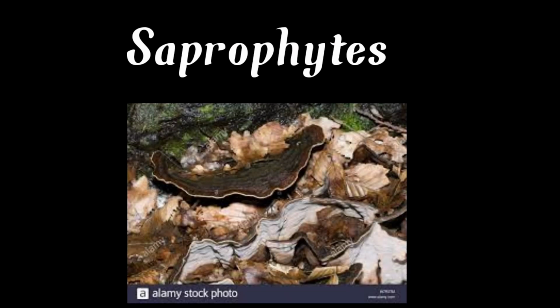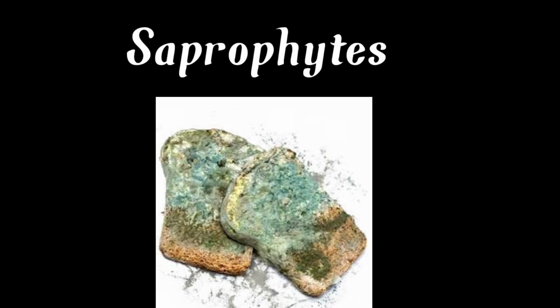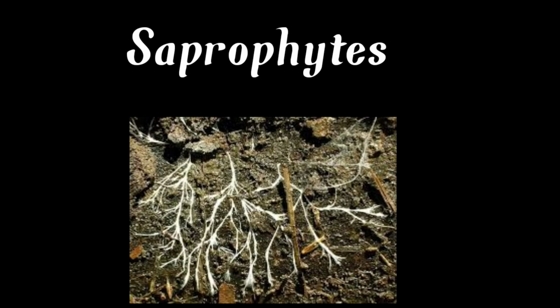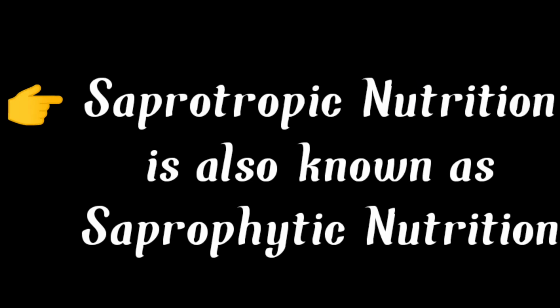Saprophytes are the organisms which obtain their food from dead plants like rotten leaves, dead and decaying animal bodies, and other decaying organic matter like rotten bread. Fungi and many bacteria are saprophytes. Please note that saprotrophic nutrition is also known as saprophytic nutrition.